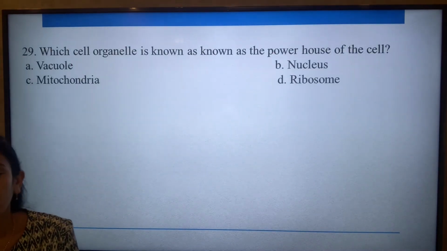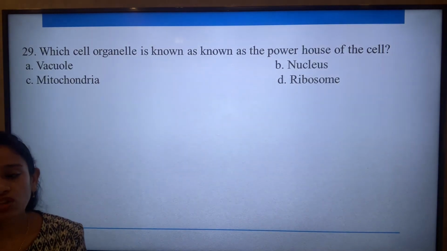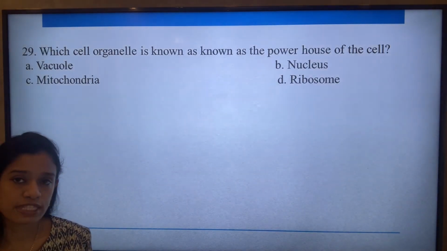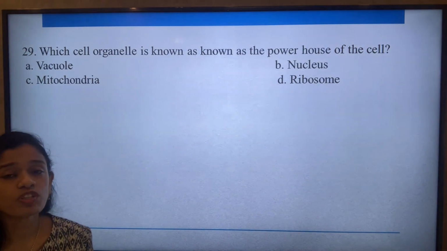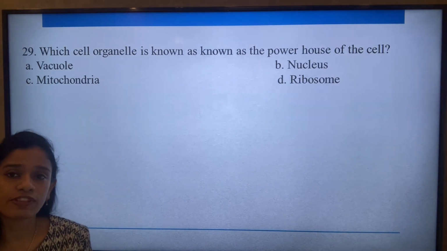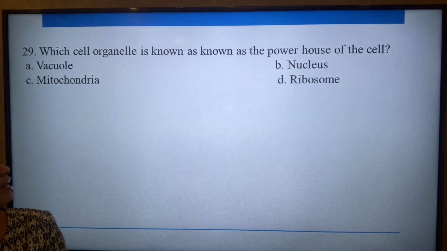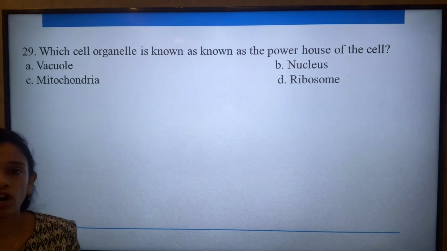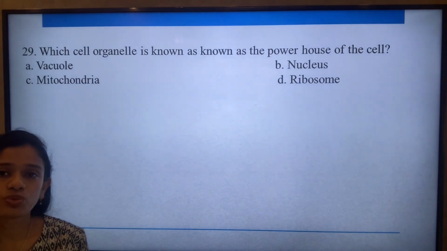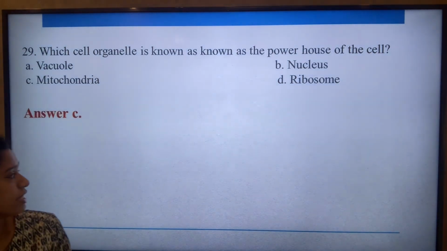Let's move on to the next question. Which cell organelle is also known as the powerhouse of the cell? When we talk of the powerhouse of the cell, it is that organelle in the cell which produces energy. The options are vacuole, nucleus, mitochondria, ribosome. So the correct answer is mitochondria, or option C, which is known as the powerhouse of the cell.